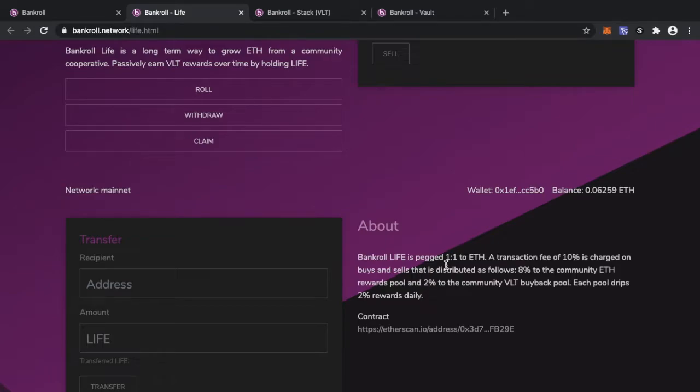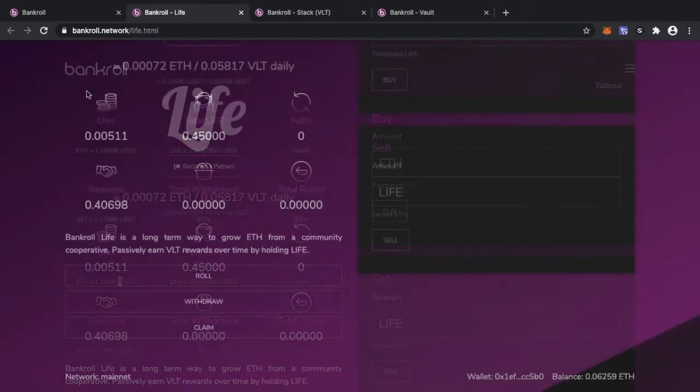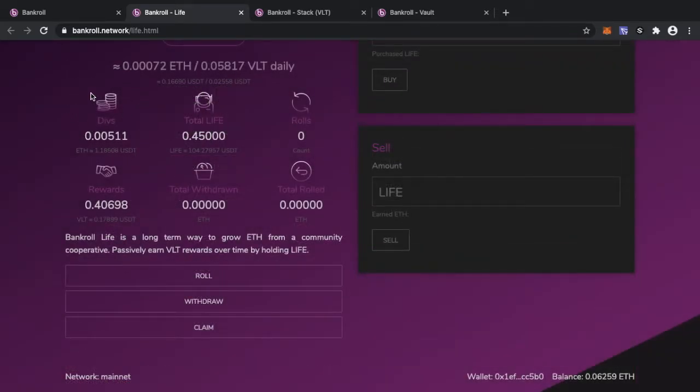8% goes to the community ETH reward pool, 2% to the community Vault buyback pool, and each pool drips 2% rewards daily. So you might think, what are these rewards that I'm getting? What are these divs? These divs are pure Ethereum divs. And once you have those divs, there are a few options for what you can do with them.